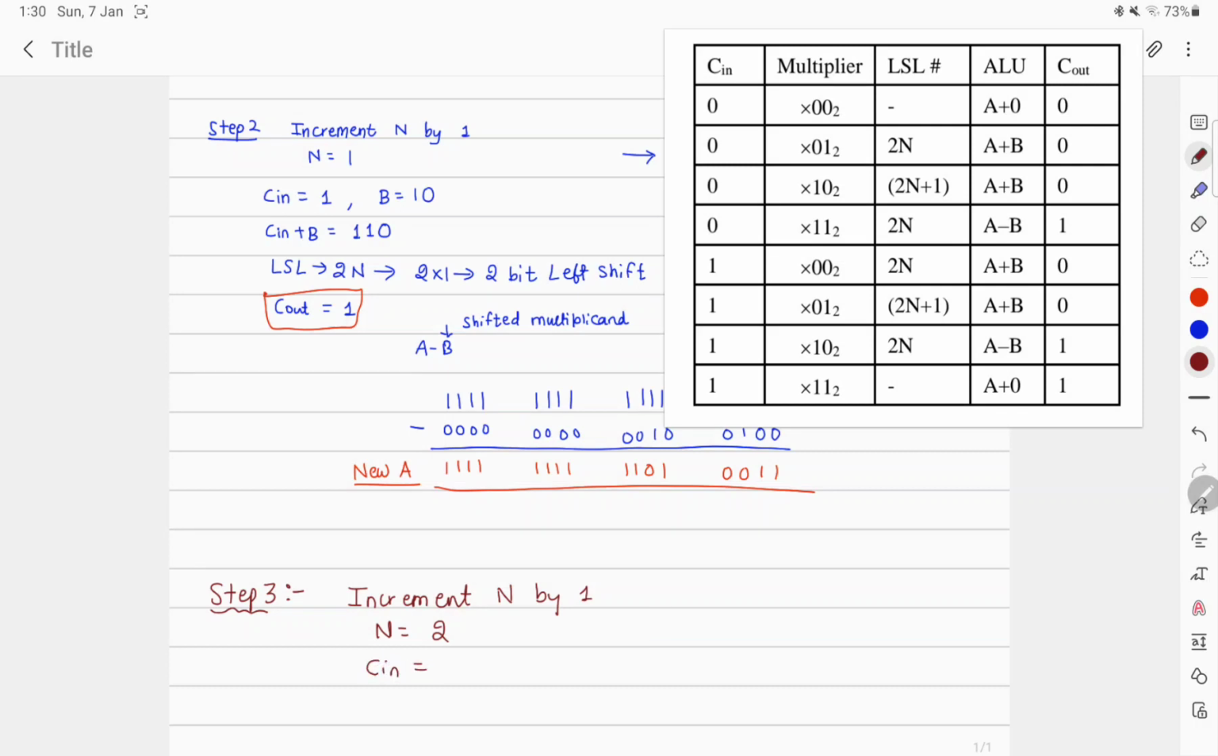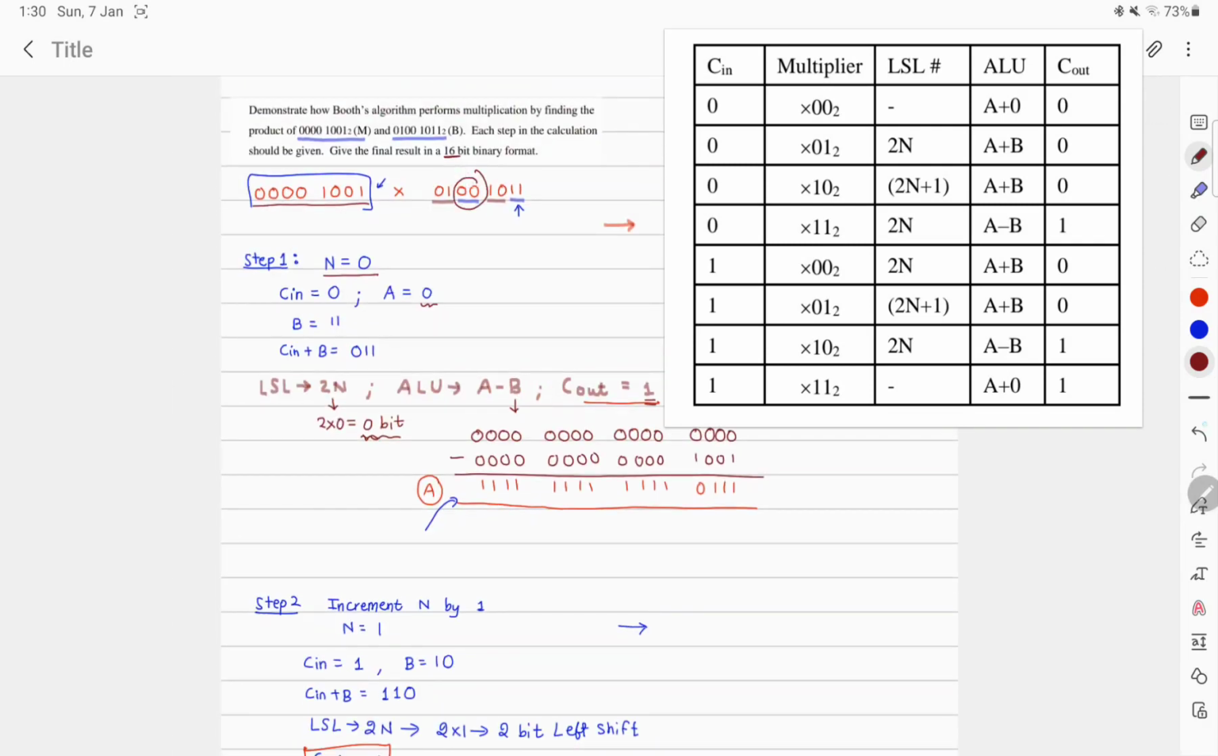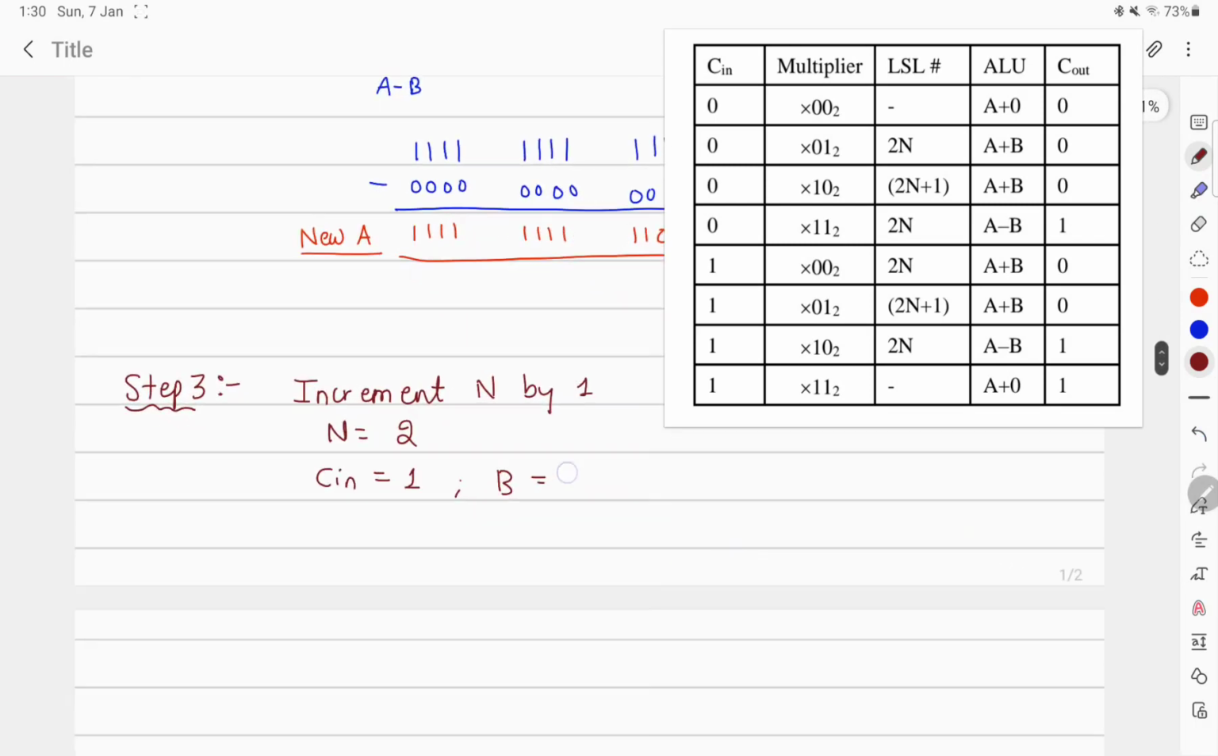C in is the C out of the previous step, which is 1. B is your next 2 bits, which is 0 0 now. So we will take 0 0. So C in plus B is what? 1 0 0. For 1 0 0, what is in the table? You can see here 1 0 0. So it is 2n A plus B and C out is 0. So C out is 0 here. So I will write here, that is better.